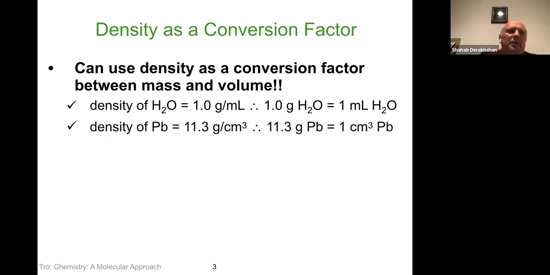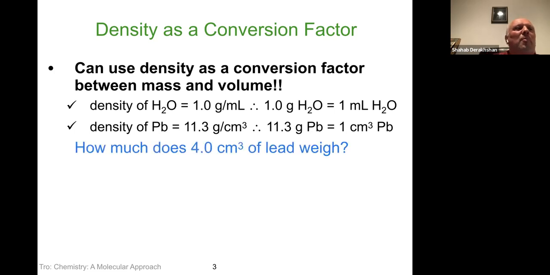Another example is lead. The density of lead as a tool is 11.3 grams per cubic centimeter. This is not something that you need to know. That will be provided. But given this, you know that 11.3 grams of lead is equivalent to 1 cubic centimeter of lead, because we said density is 11.3 grams in 1 cubic centimeter. The same way that we said there are 100 centimeters in 1 meter, you can say there are 11.3 grams of lead in 1 cubic centimeter of lead. So those are equivalent, and you can use them as conversion factors.